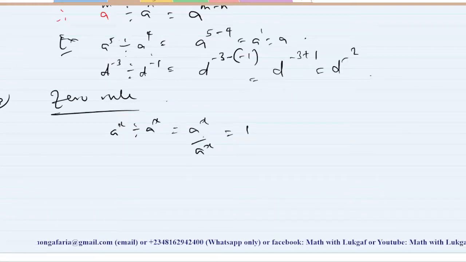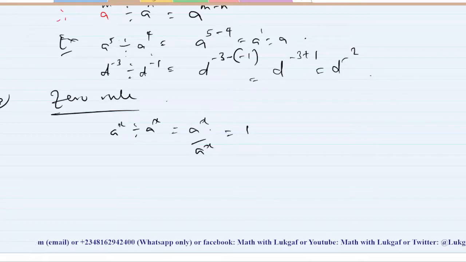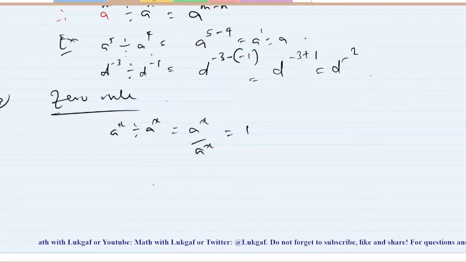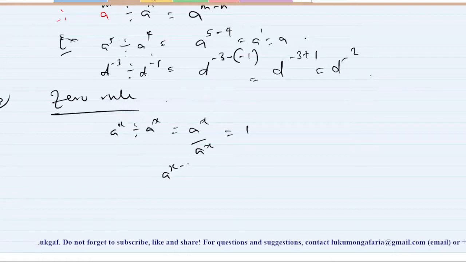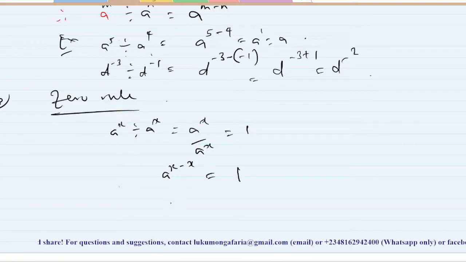But for this a raised power x divided by a raised power x, when you apply your rule 2, which is the division rule, you know when you are dividing and you are having the same base, what you are going to do is to take one of the base and subtract the index. Then this gives me x minus x, which is 1. And what is x minus x? x minus x will give me 0, which is equal to 1.